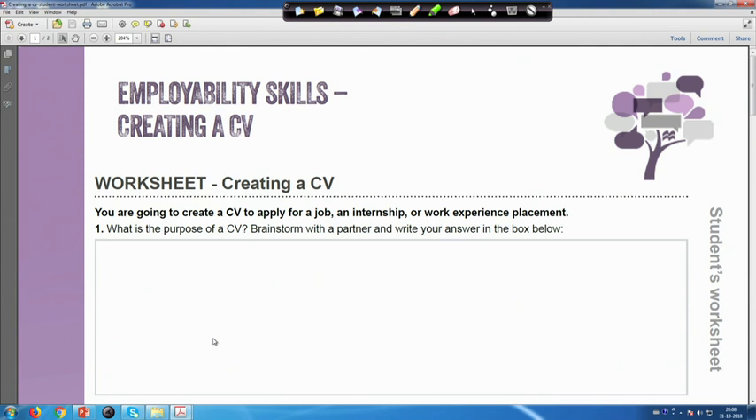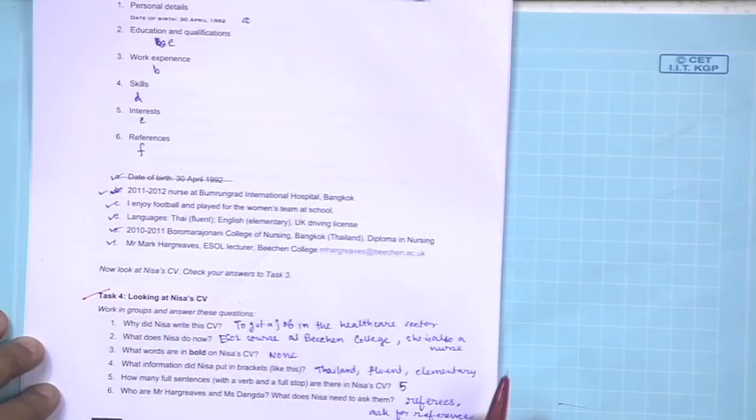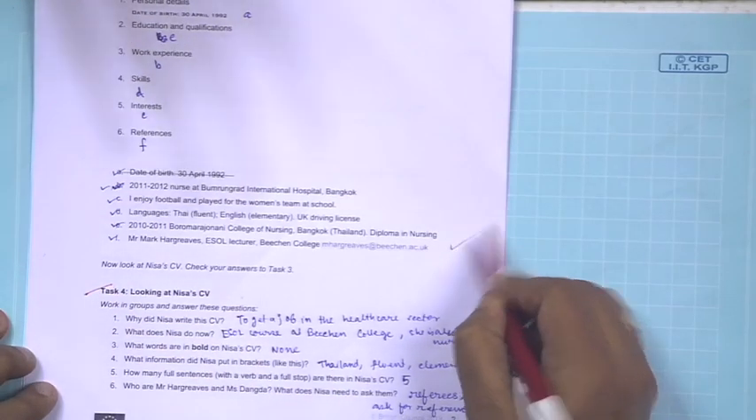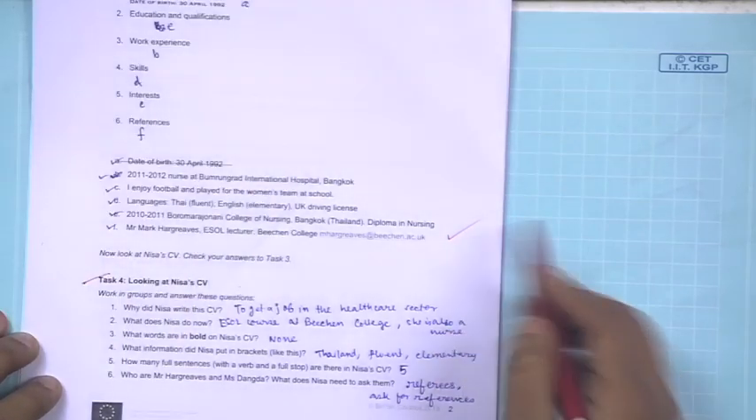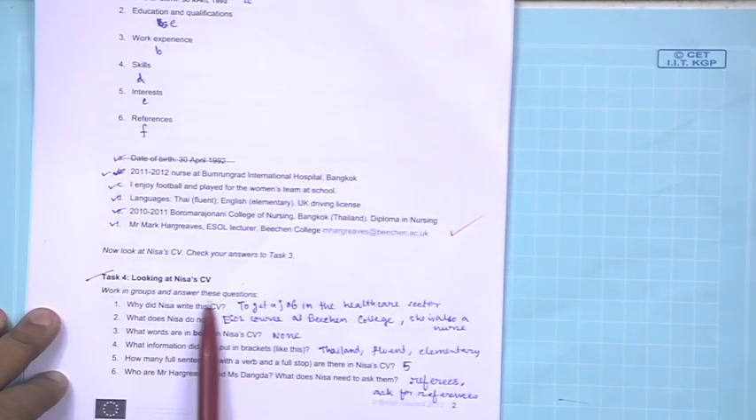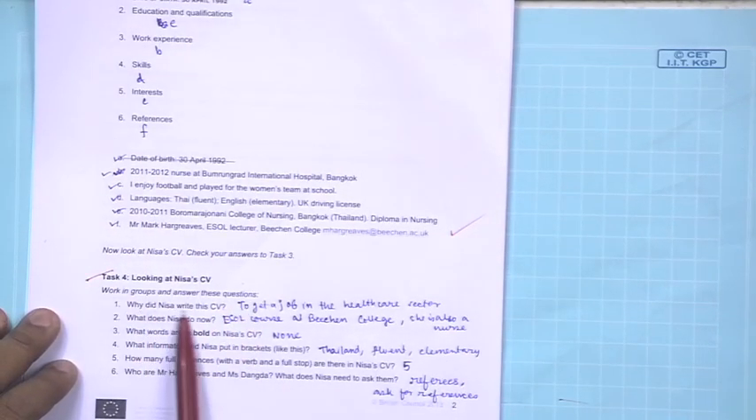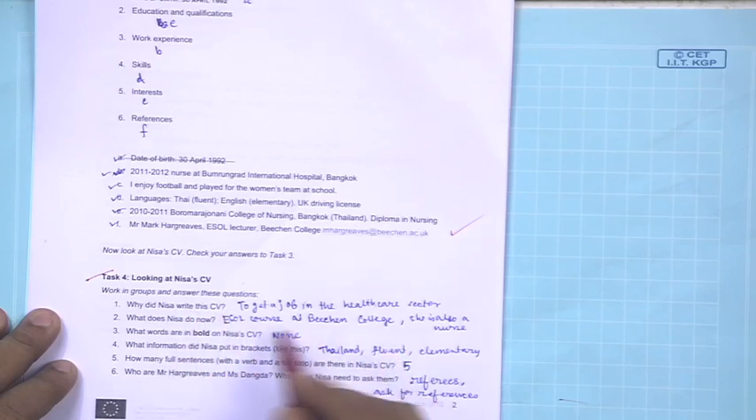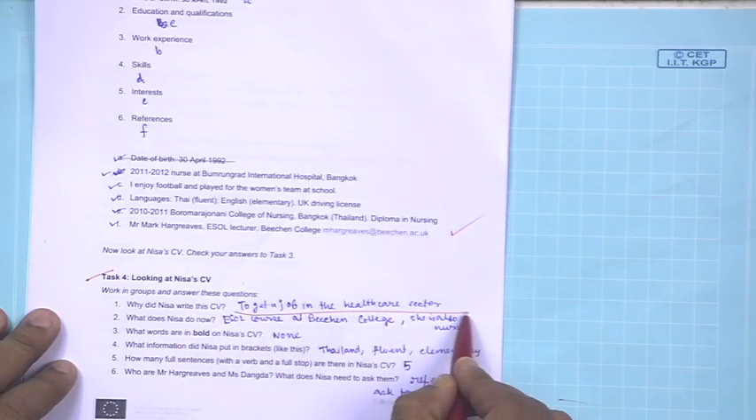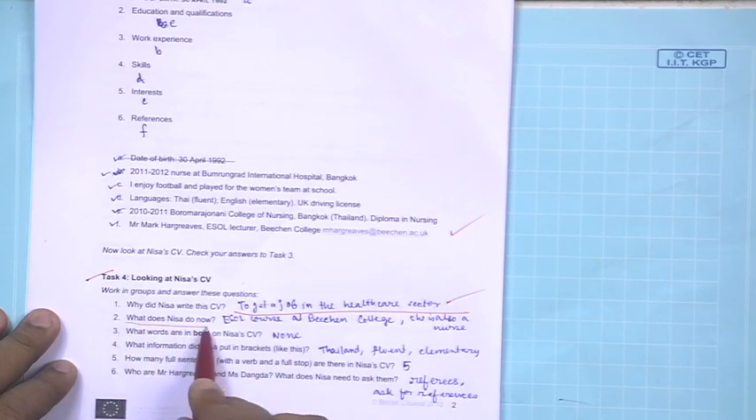We will do it. So, the last part is task 4, isn't it? Tasks 3 and 4. Task 3 has been assessed for Varsha. Work in groups and answer these questions. Why did Nisa write this CV? To get a job in the healthcare sector. Good. What does Nisa do now?